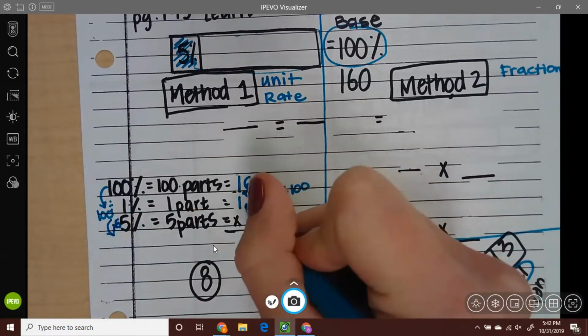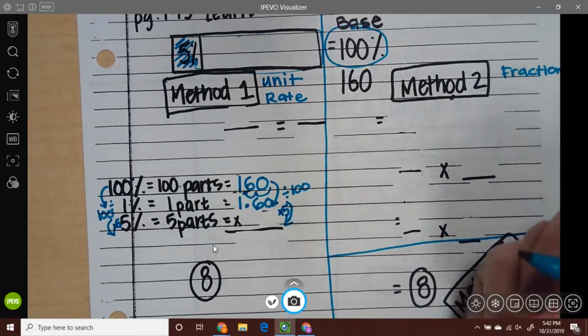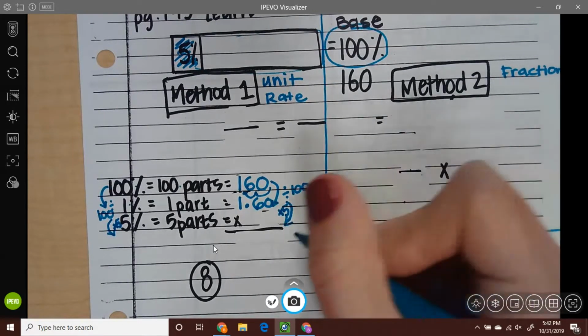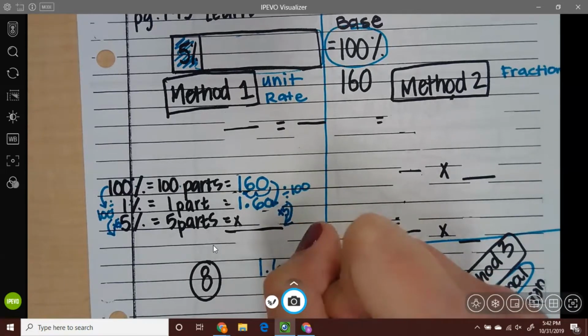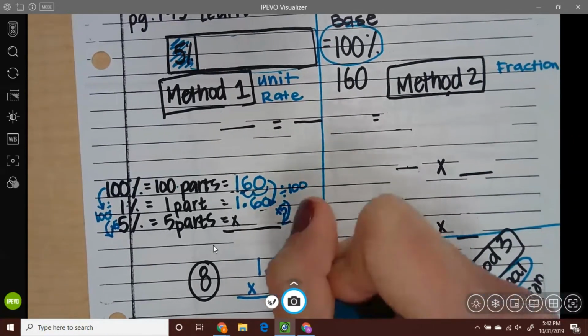Okay, you can do that down here if you'd like. Or, of course, you know I allow you to use your calculator. But oftentimes you'll find you can do it just as quickly by hand.